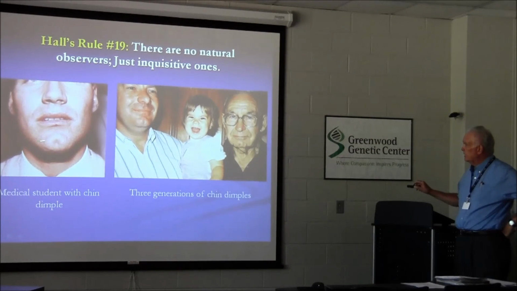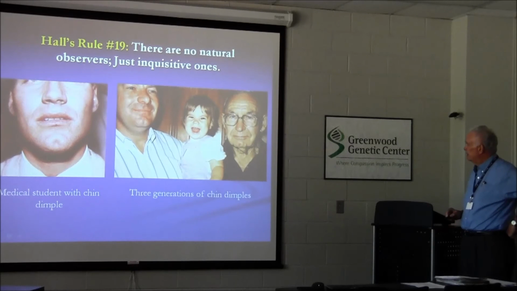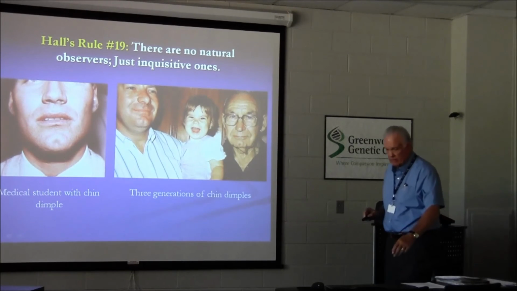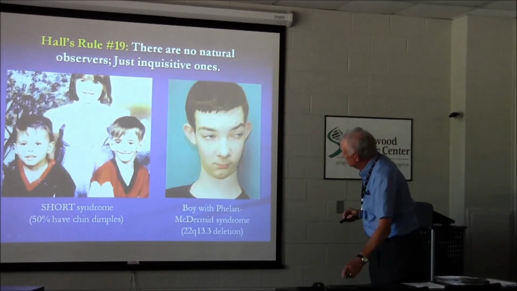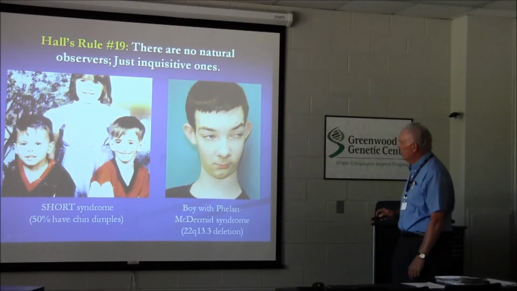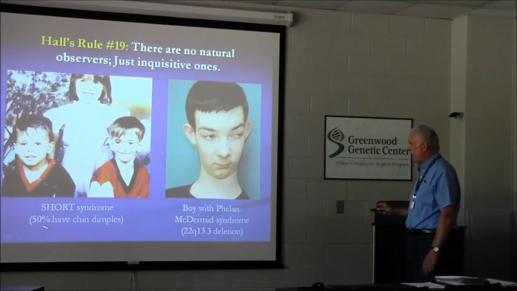He's got a more classic dimple. He's got a more cleft or crease, and he has a tear-shaped dimple. So even in the same family with dimples, the dimples look different. And then I started looking at syndromes. This is a short syndrome, and half of those patients have chin dimples. Again, it's on the under surface. You can't see it. These are thin individuals. We're trying to efface these.